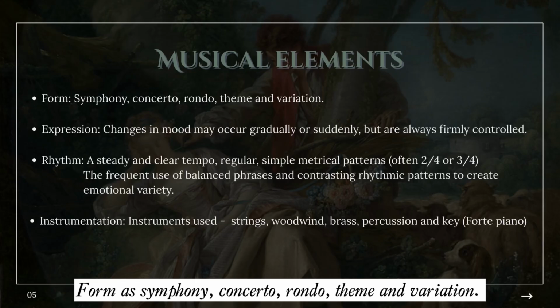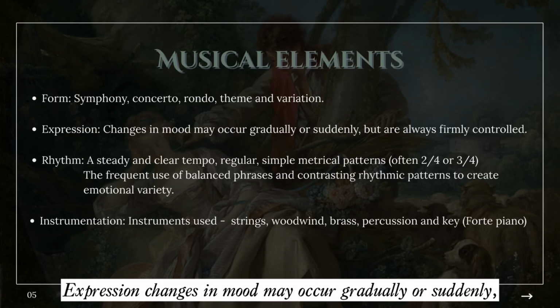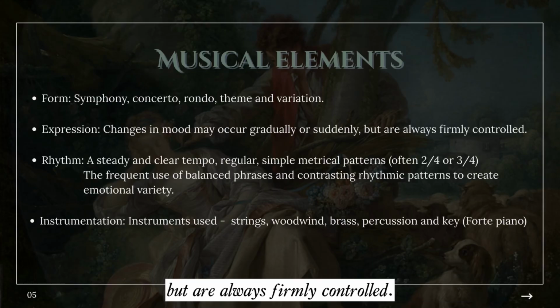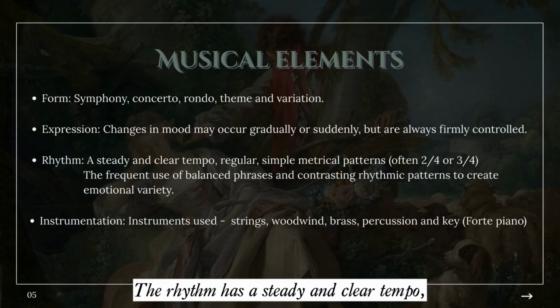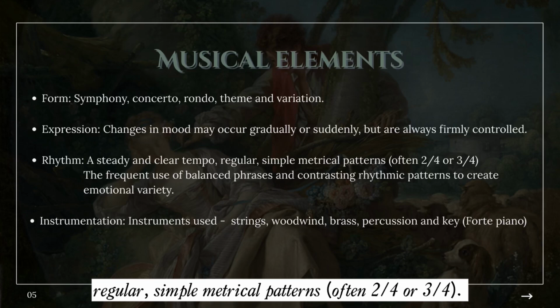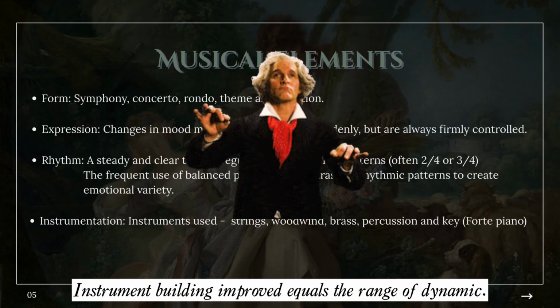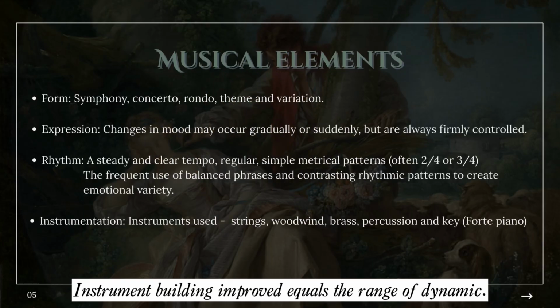Forms include symphony, concerto, rondo, and theme and variation. Expression changes in mood may occur gradually or suddenly, but are always firmly controlled. The rhythm has a steady and clear tempo, with regular, simple metrical patterns, often 2/4 or 3/4. Instrument building improved, which expanded the range of dynamics.